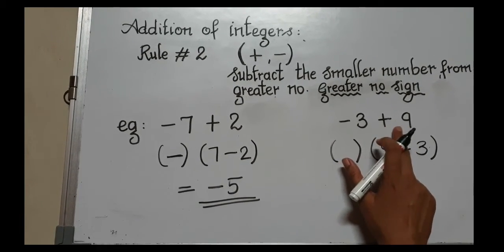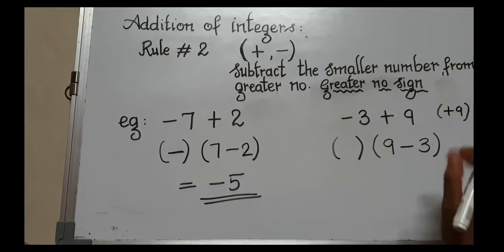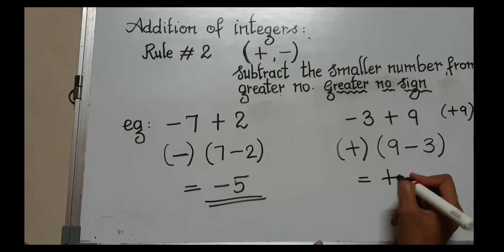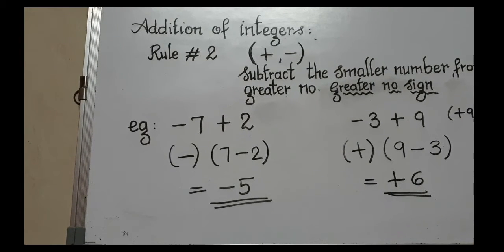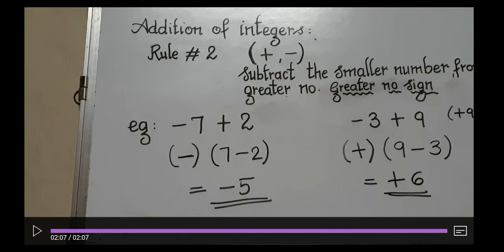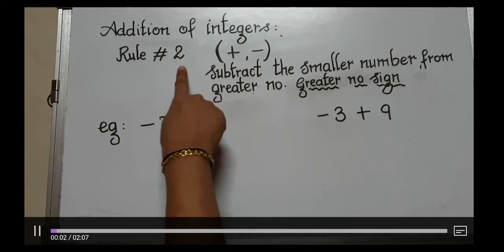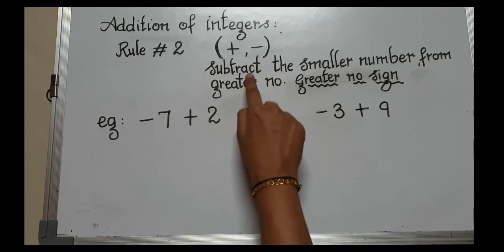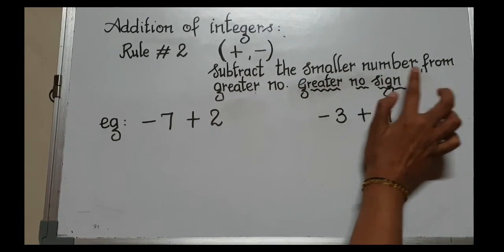There is no sign over there. No sign means it is positive. Okay, it is positive 9. So my sign will be plus. So my answer will be plus, 9 minus 3 is 6. So positive 6. So I hope you all have understood this very well. Rule number 2, remember this. Plus and minus, subtract the smaller number from greater number and put the greater number sign.